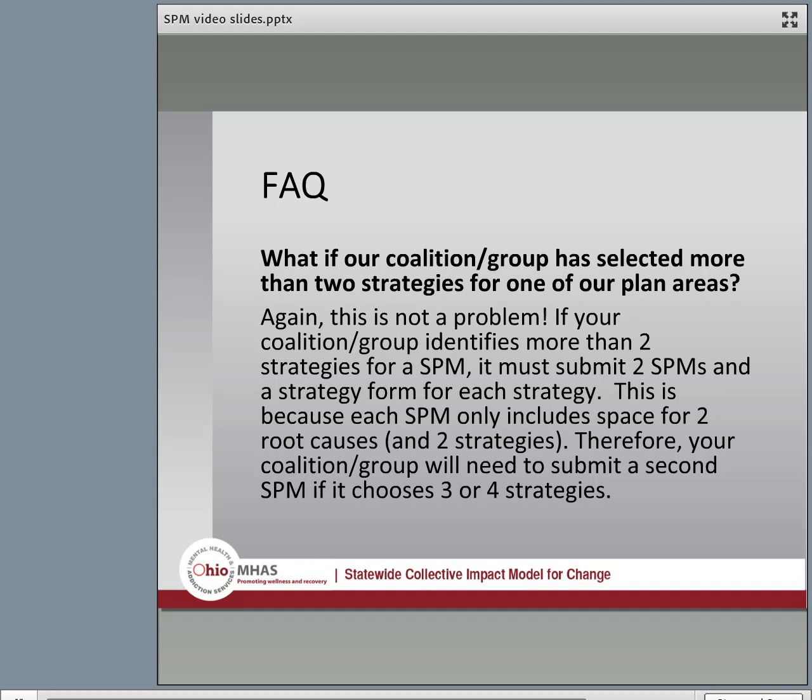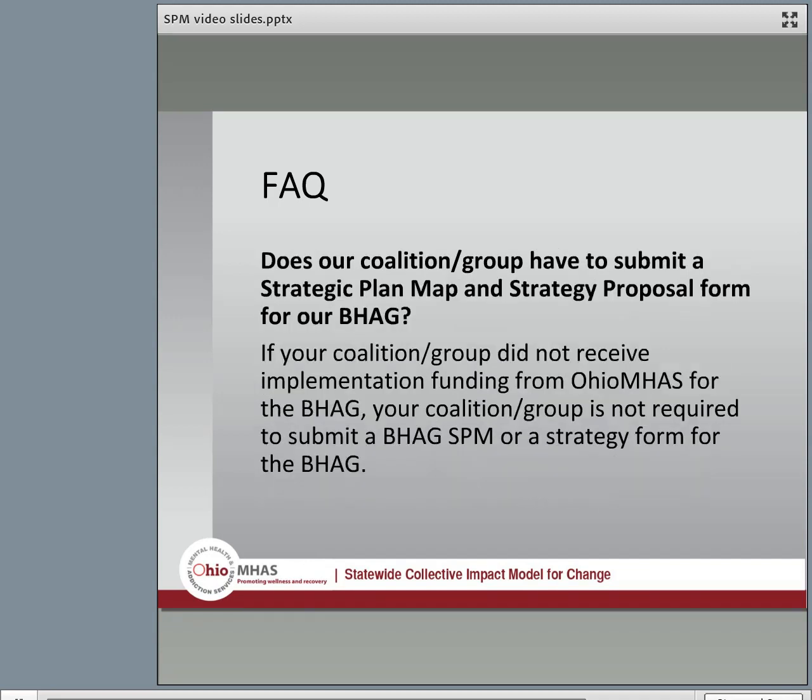So if you have 3 strategies, for example, you would have 1 strategic plan map with 2 root causes and 2 strategies, and a second with the 3rd root cause and strategy. And then you would need 3 strategy prevention forms as well.